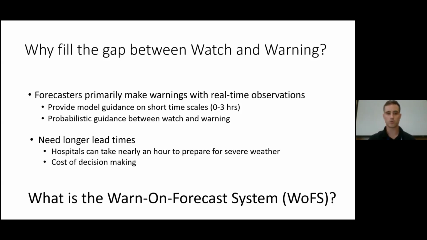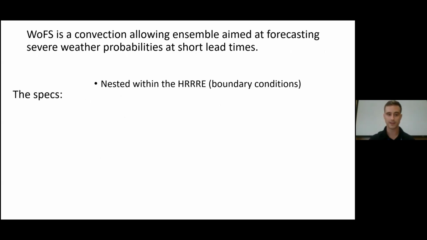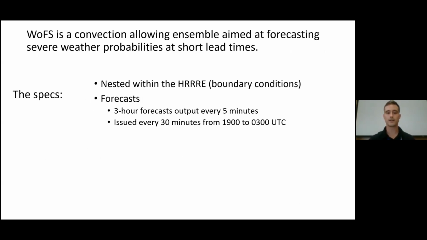Now, what is the Warn-on-Forecast system exactly? The nice definition I have here is that it is a convection allowing ensemble aimed at forecasting severe weather probabilities at short lead times. Now, the specifics of this model are that it's nested in the HRRR, and that provides the boundary conditions. The forecasts are 3-hour forecasts, and they're output every 5 minutes. And these forecast initialization times occur every 30 minutes from 1900 to 0300 UTC. And so this is about in the evening for where we live.